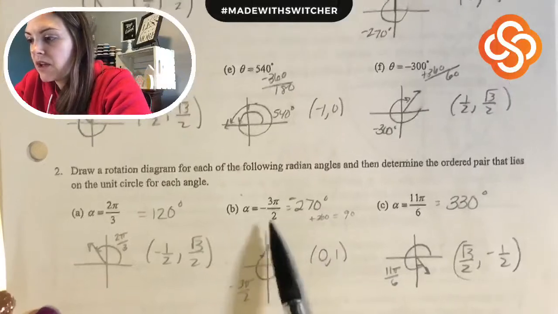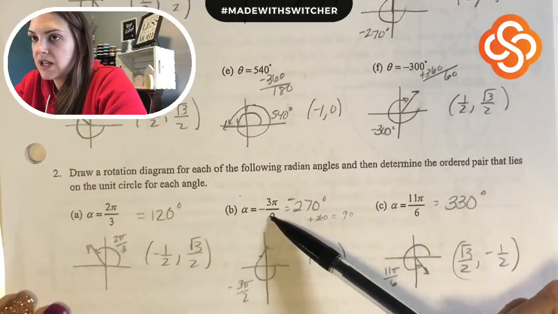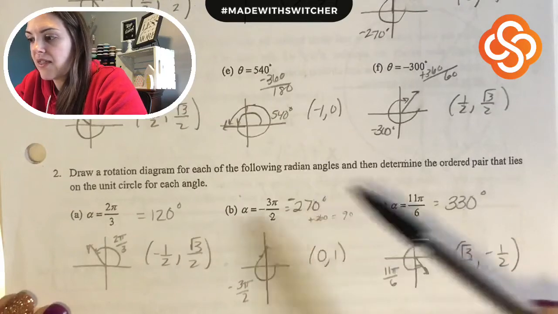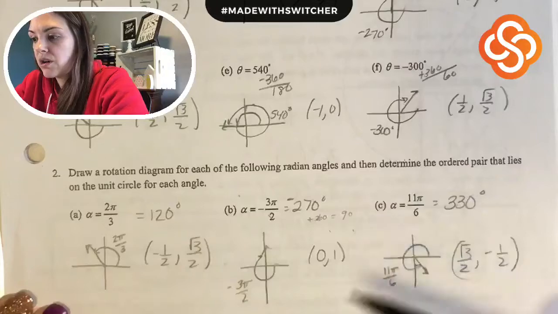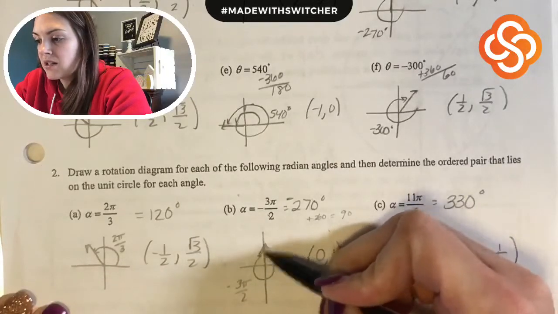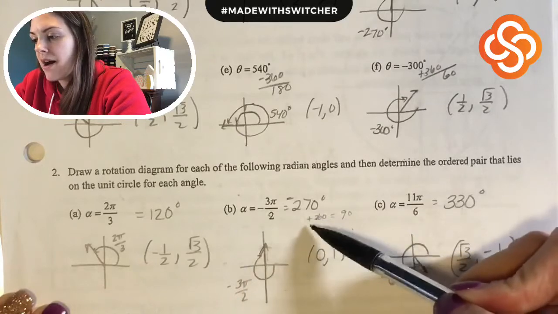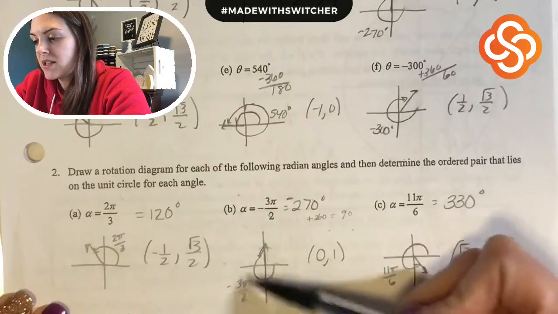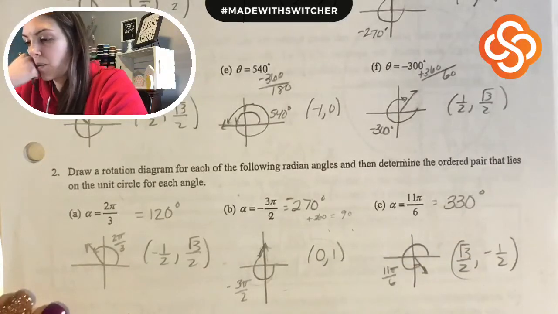Just be careful on ones like this. Seeing what I did here, I took the radian, converted it into a degree, and then added 360 to get to the coterminal ray. So I knew how to draw my rotational diagram, I knew where it ended, and then I still went the appropriate distance and direction and put the appropriate coordinate point there.